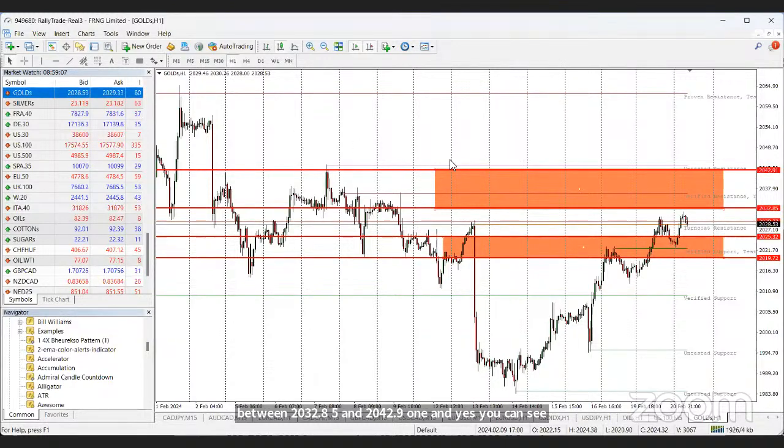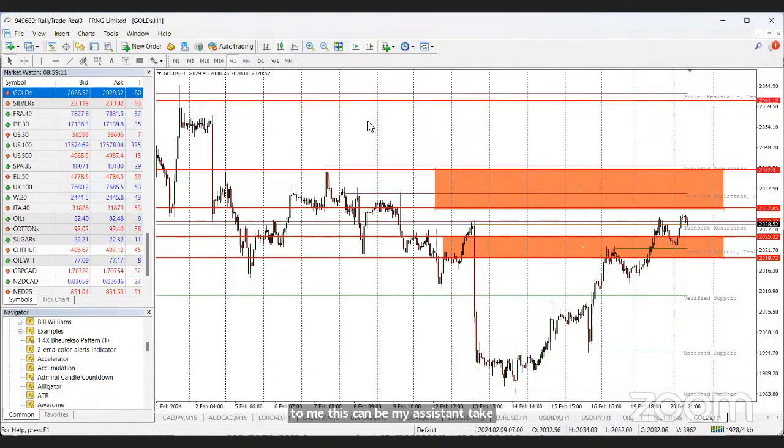Left to me, this can be my resistance, take profit 1 and take profit 2. But hey, let's not look for too much, right? So most likely if price is able to break this region, it's coming all the way here on the long run. Entries for your buy limit at 2025.32 and 2019.72, all the way to 2032.85 and 2042.91.